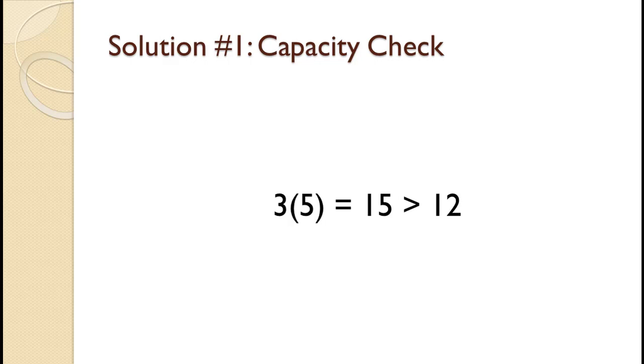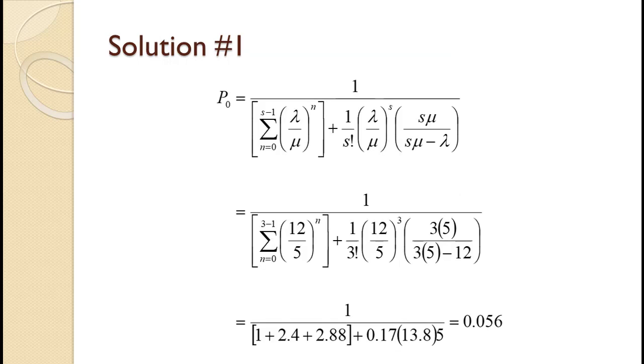Had S times mu been less than lambda, the system would develop an infinite queue and none of the equations would have worked. You plug in 3 for S, 12 for lambda, and 5 for mu. On the bottom, the part in square brackets gets calculated for n equals 0, n equals 1, and n equals 2, which is 3 minus 1. When n equals 0, that part of the equation equals 1. For n equals 1, it equals 2.4, and for n equals 2, it equals 2.88. 1 over 3 factorial equals 0.17. 12 divided by 5, all raised to the 3rd power, equals 13.8. The last part of the bottom inside the parentheses equals 5. The entire equation evaluates to the probability of 5.6% that there are no customers in the system.